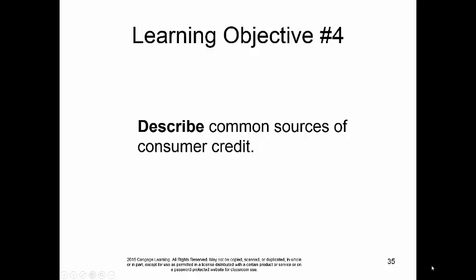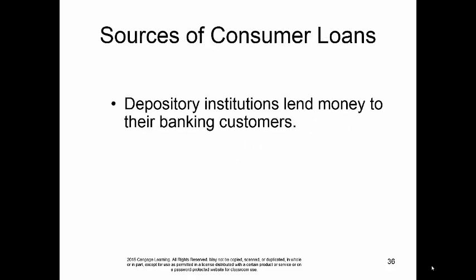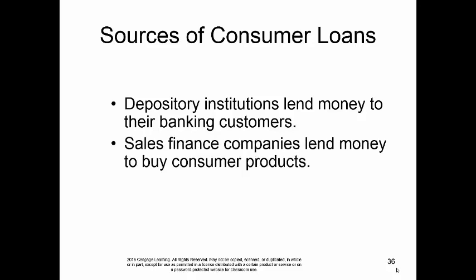Learning objective 4, describe common sources of consumer debt. First source of consumer debt is depository institutions. They lend money to their customers. So if you do your banking with a bank, savings and loan, or a credit union, there's a good chance that they would be willing to lend you, assuming you have the income necessary to pay that off.